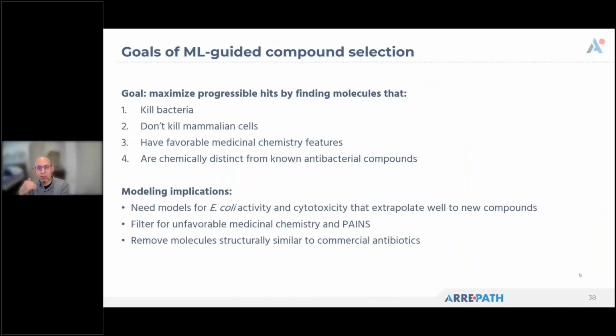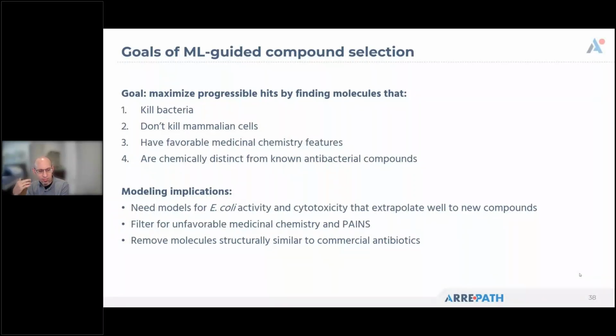We want to, though, go beyond just finding molecules that kill bacteria. We want to find molecules that are going to be progressible to drugs and to new antibiotics. And so not only do we need to kill bacteria, we need to not kill mammalian cells. We need to find molecules that have favorable medicinal chemistry features, that is, they're chemically tractable, don't have known toxicophores and other problems. And finally, we want molecules that are chemically distinct from known antibacterial compounds. We don't want to find another me-too, another beta-lactam or another fluoroquinolone. We want to find new molecules with new mechanisms of action.